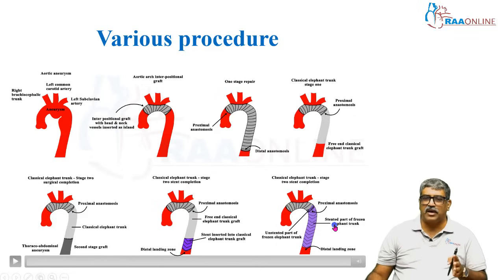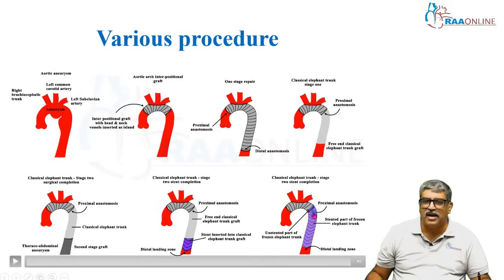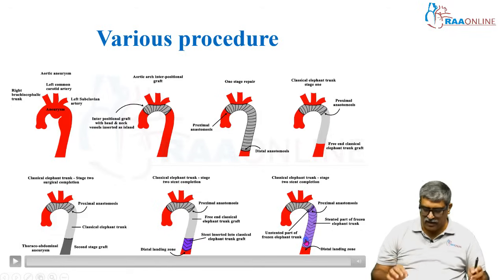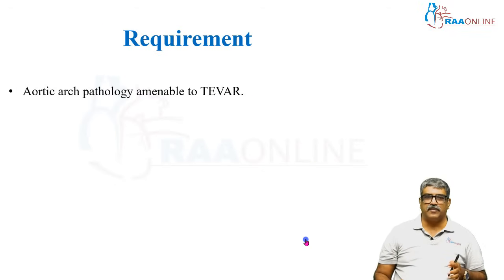Or finally, you can have what is called the frozen elephant trunk, where you have the distal landing zone for the distal part, and there is a proximal anastomosis, and there is a small unstented part of the frozen elephant trunk. These are all the various procedures which are available for the arch aneurysm.